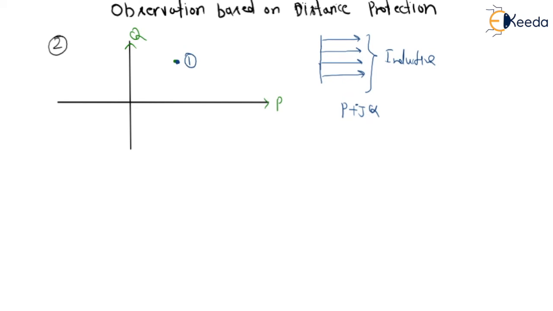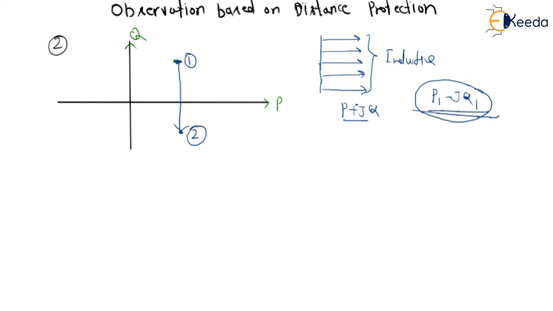What will happen when we add a capacitive load, a very high value of capacitive load? The load changes, and this might become P1 minus jQ1. It means the first location will move to the fourth quadrant, at location number 2. When we remove this capacitive load, it will bring us back to position number 1. So the power is changing, power is transferring from one quadrant to another quadrant. This is called power swing.